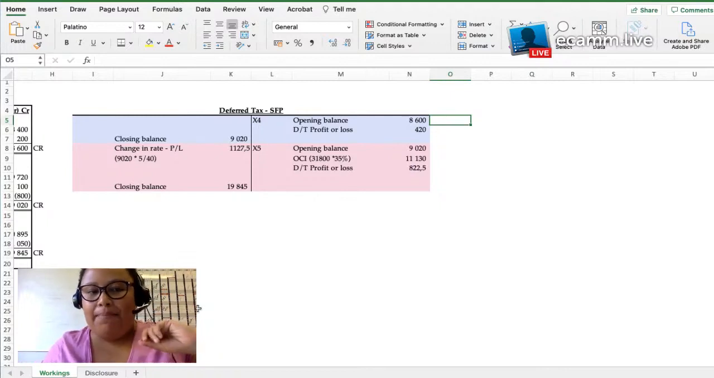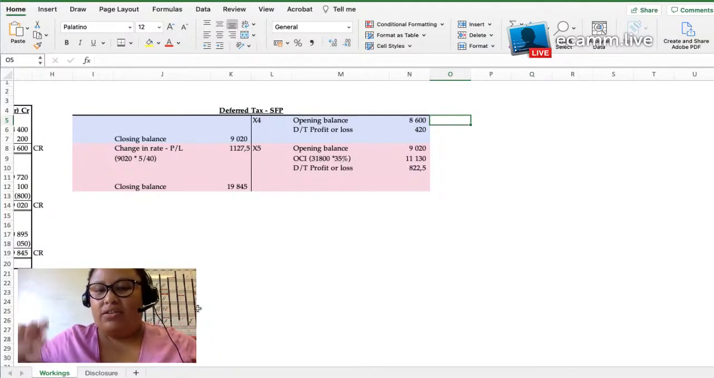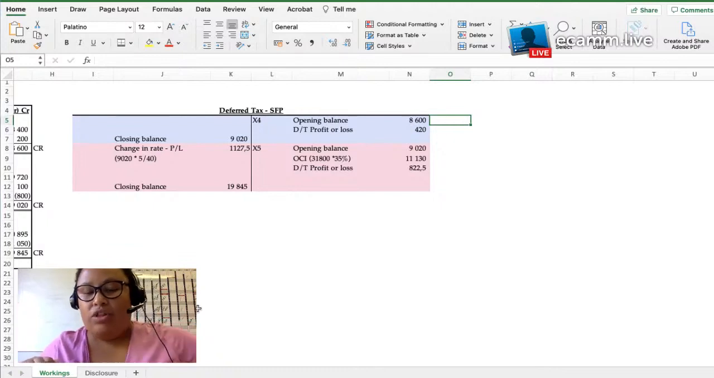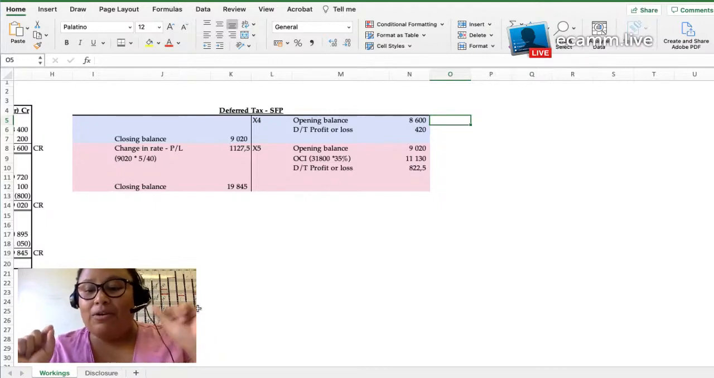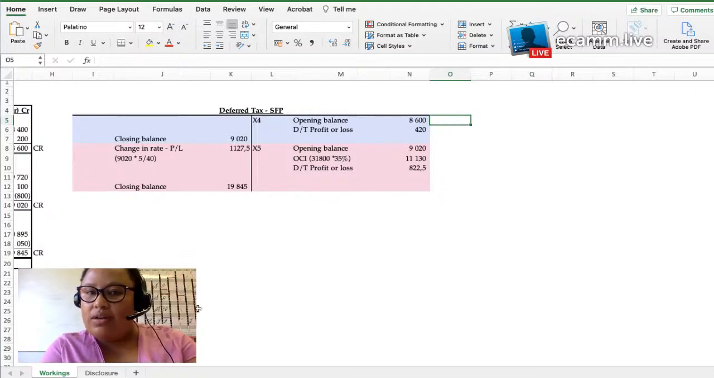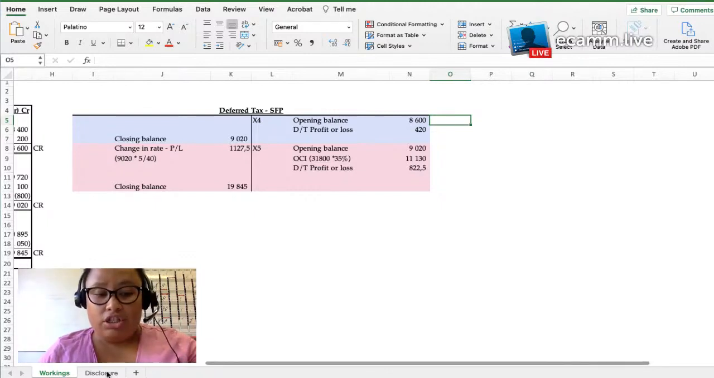So why am I separating out the change in rate, what went through OCI, what went through P&L? I'm separating those things out because each of those things are separately disclosable. If something is separately disclosable, we're going to record it separately so that we can pull it through to our disclosure much more easily. So let's move on to the disclosure then.